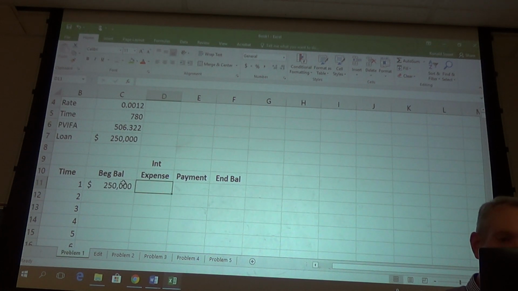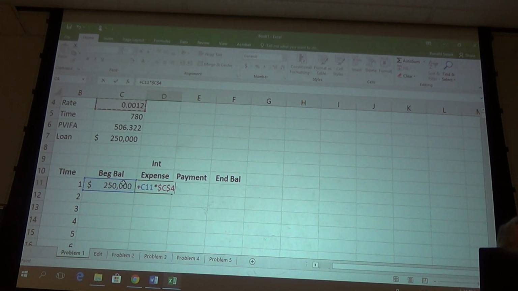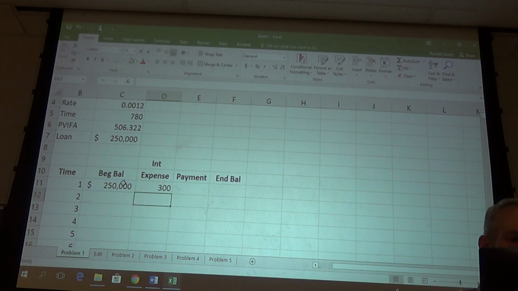Now your interest expense, whatever rate you came up with, that's what you're going to multiply that beginning balance by. So 250 times that 0.0012. Make sure you lock it in. If you have an Apple, figure out how to lock it in. You can just type the dollar signs before the C and the 4. Lock it in.